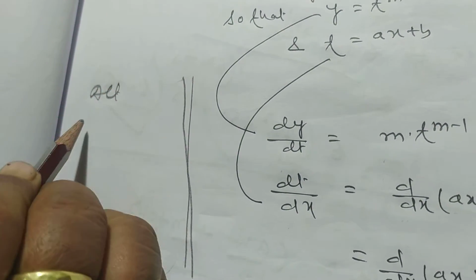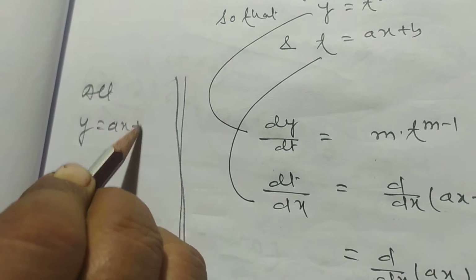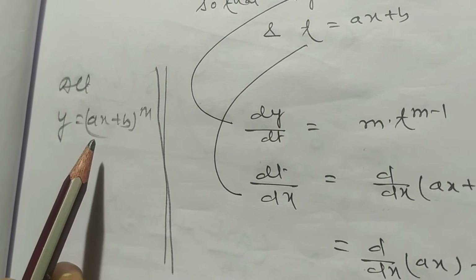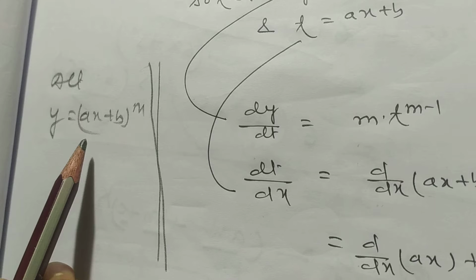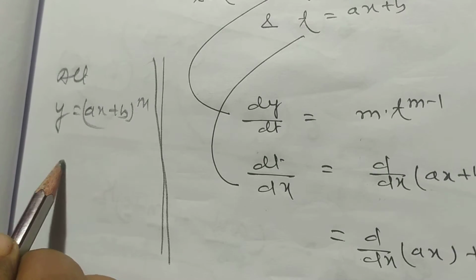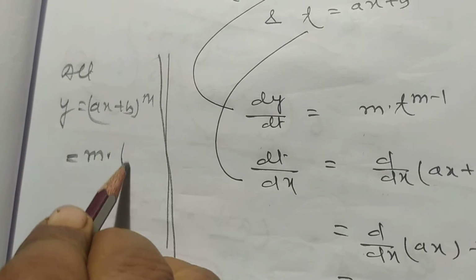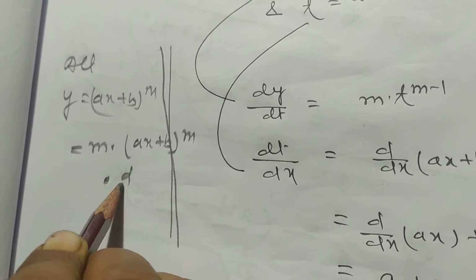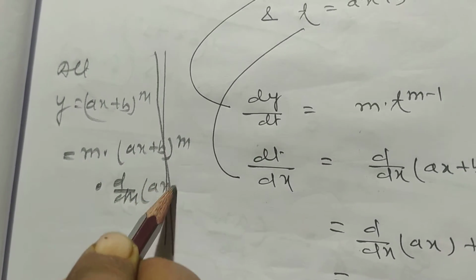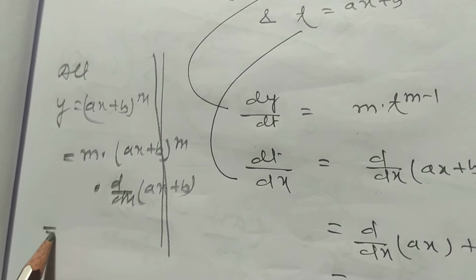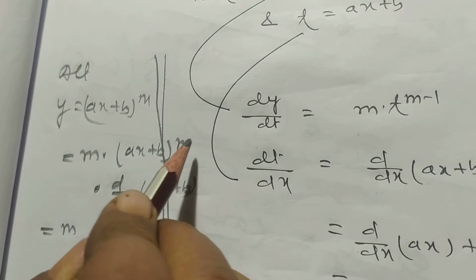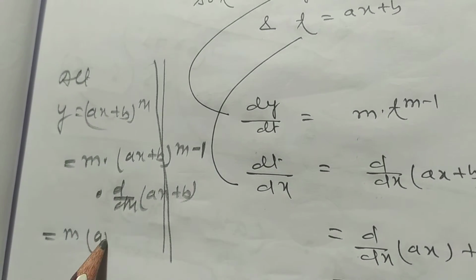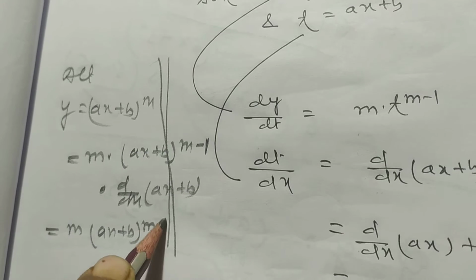Alternative method. y is equal to ax plus b whole to the power m. And we know the formula, y is equal to x to the power n, dy by dx is equal to n into x to the power n minus 1. So now it will be m into ax plus b whole to the power m. Now we differentiate the base. Base is ax plus b. Now it is m into ax plus b to the power m minus 1 here.